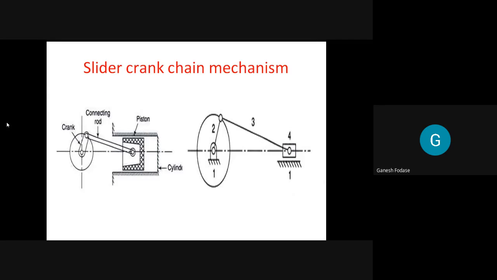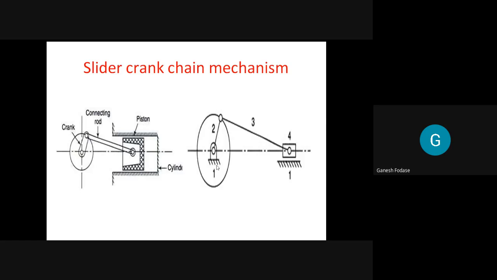Now let's talk about this example. We know this is a slider crank mechanism. This arrow is visible to you? Yes, sir. Okay. So this is slider crank mechanism. Now I call it as mechanism because when I give some motion to this crank, let's say there are 4 elements, 4 links of this mechanism.